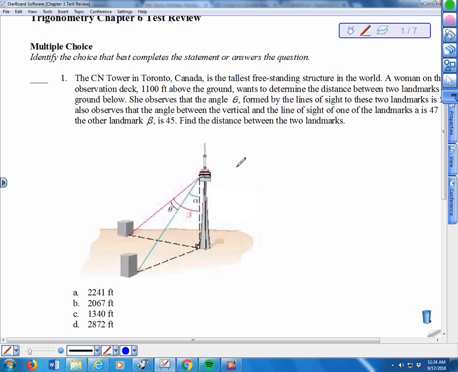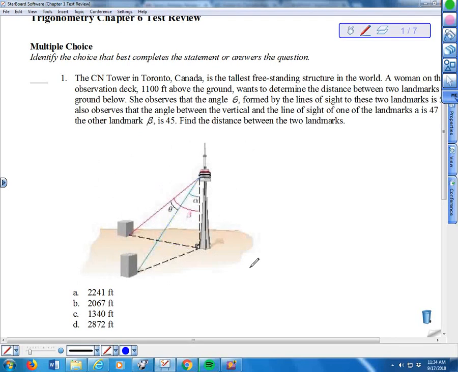Okay, first problem. We have two triangles here. You can kind of see the outline there and then over here. And we're trying to find the distance between these two. So we're looking at this triangle ultimately in the end. A lot of mess there, but.